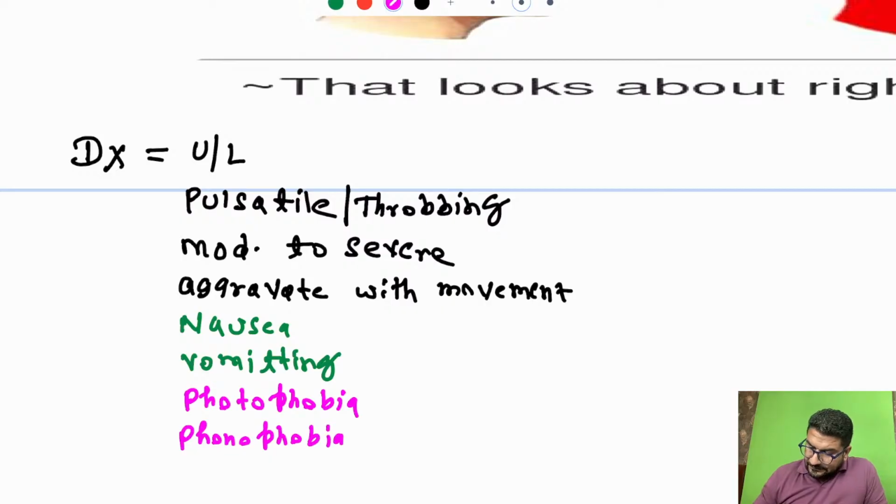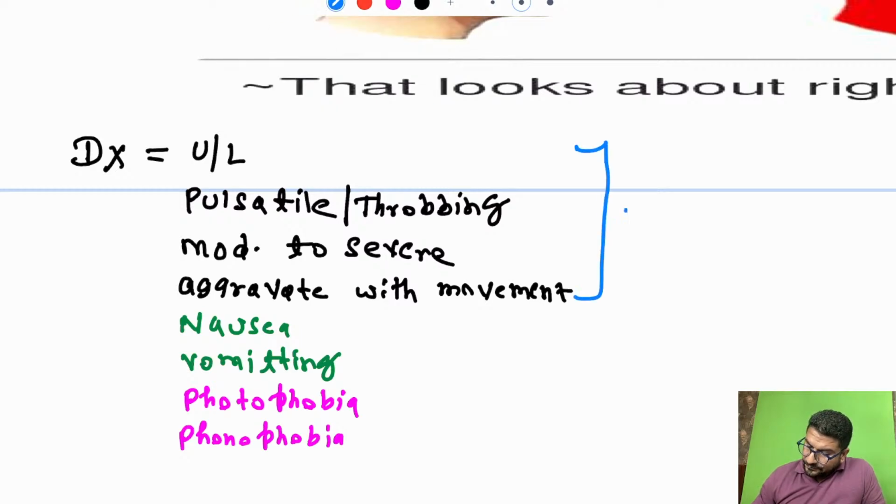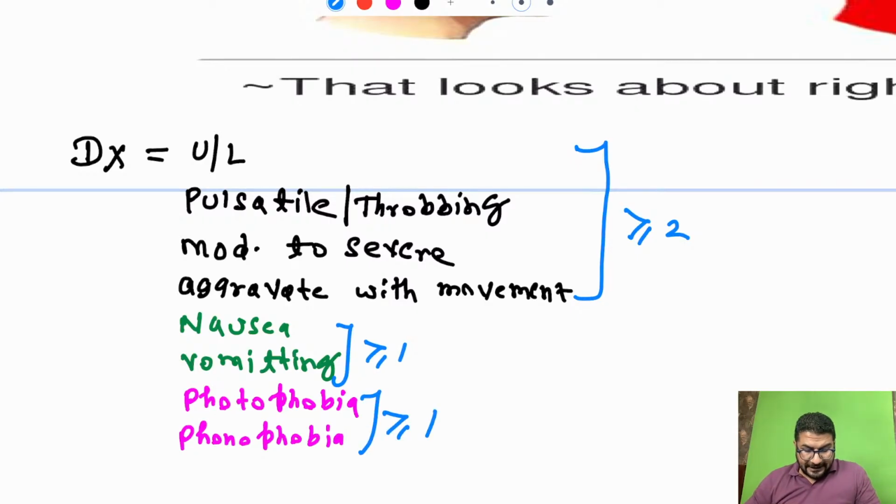So understand this thing, इसको समझो ध्यान से. So how we make a diagnosis, आपको diagnose कैसे बनाना है? You need any two feature from this list, any one from this. So this is how we make a diagnosis of migraine. 2-1-1.